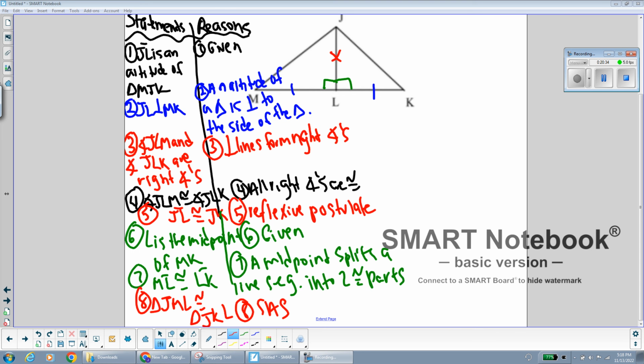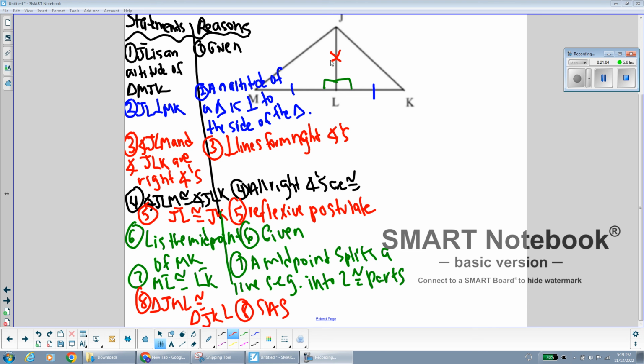So just make sure that you have fully explained why all of your statements are true. Notice how before I could state that these are right angles, I first had to say how I knew that JL and MK were perpendicular to make those right angles. And the reason I knew that JL was perpendicular to MK is because JL was an altitude of the triangle, and an altitude is a perpendicular line in a triangle.